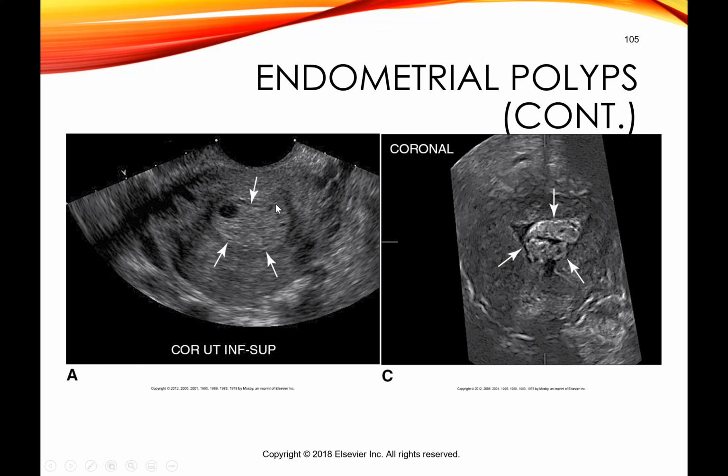So this is the endometrium, and then there's this large mass here. This is what it looks like coronally on a 3D ultrasound.